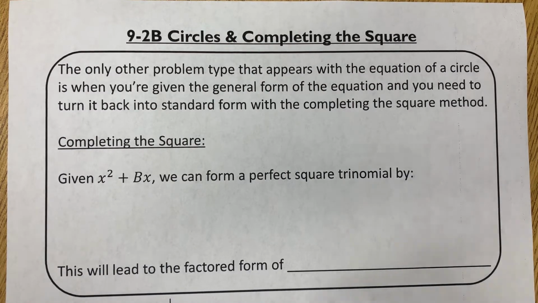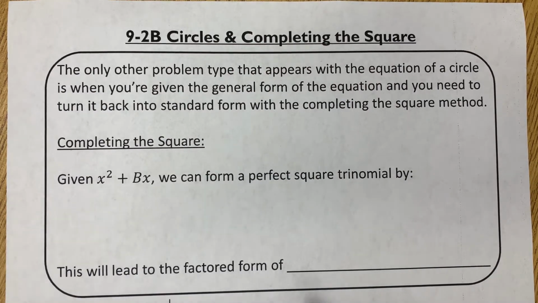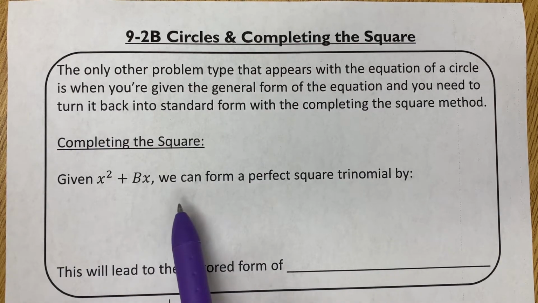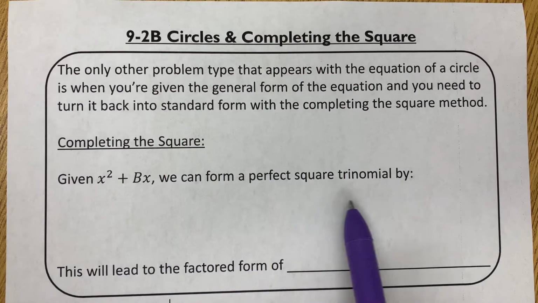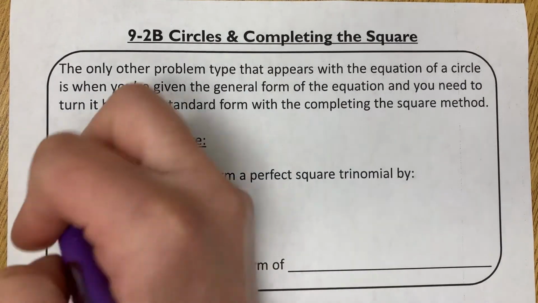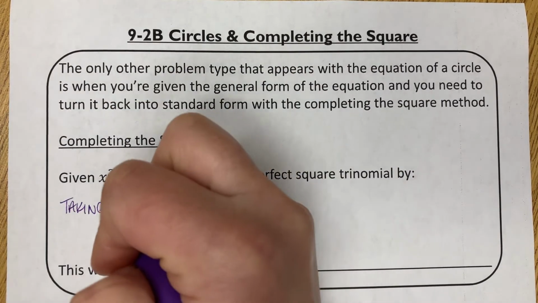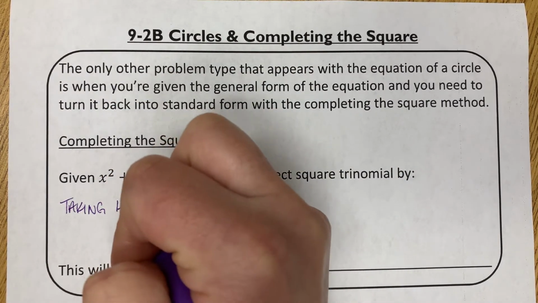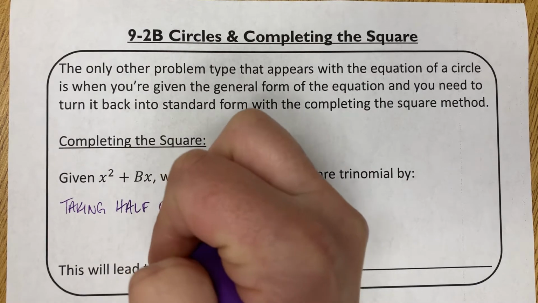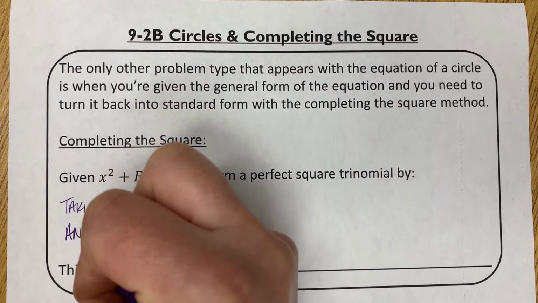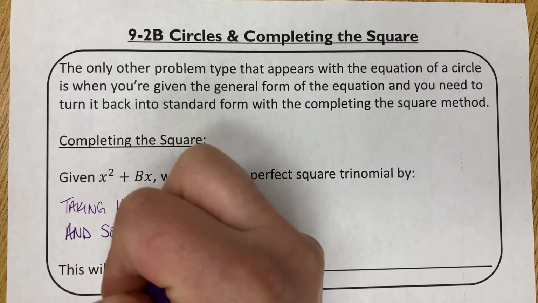So the completing the square method, you may have seen this in your Algebra 1 classes for solving quadratics, but given x squared plus bx, we can form a perfect square trinomial by taking half of b and squaring it.